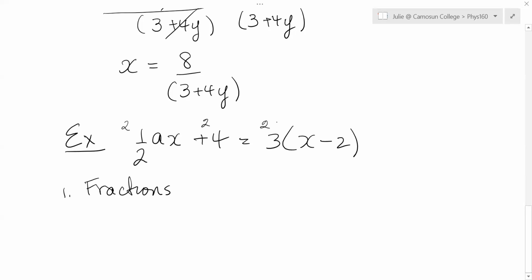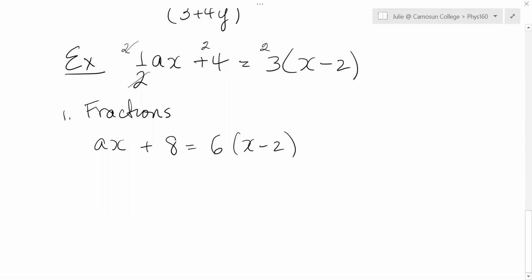Okay, the half cancels the 2, and I'm left with ax. 2 times 4 is 8. 2 times 3 is 6. Now, because this is times the thing in brackets, multiplying just by the 3 is enough. You don't multiply twice, like you don't multiply by the x and the minus 2. Okay, that was 1. Step 2 is brackets.